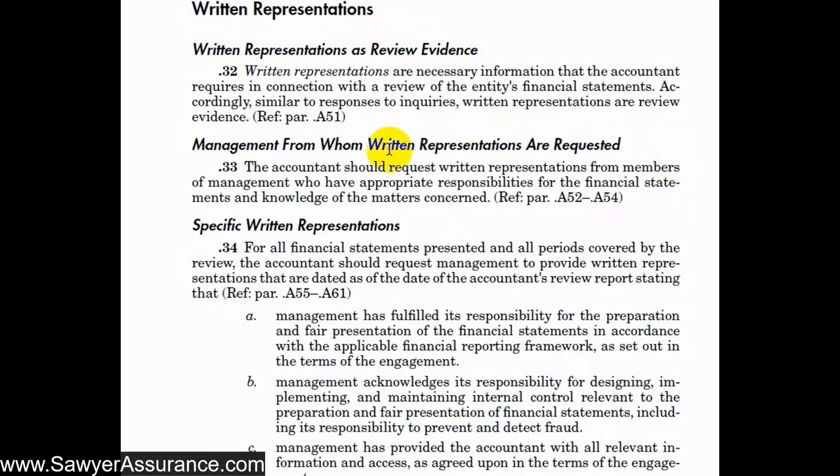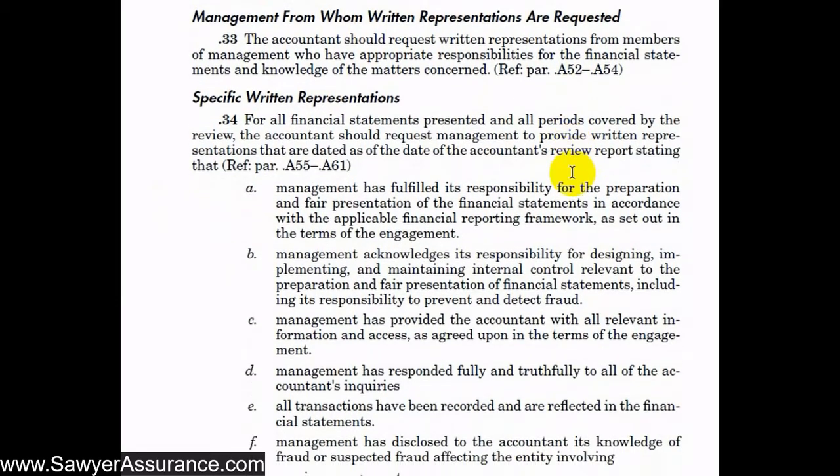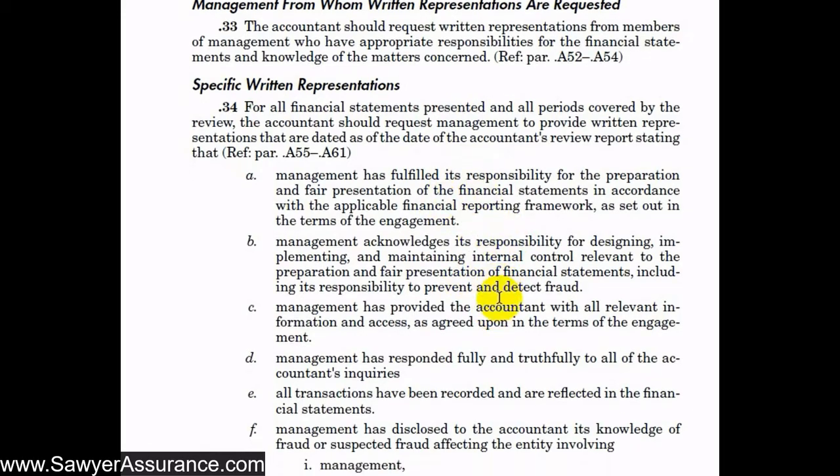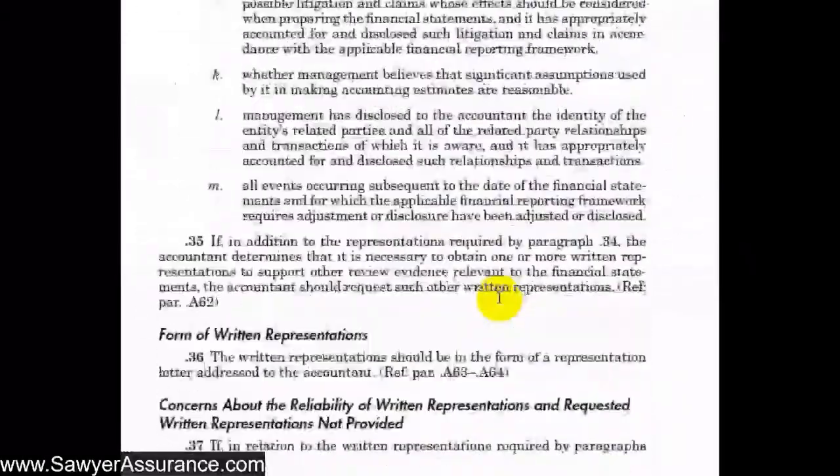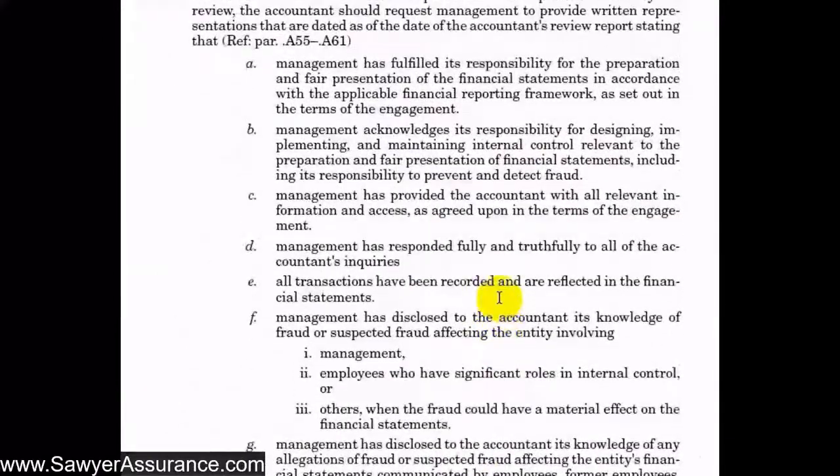And so we see here that we should request these written representations from members of management who have the appropriate responsibilities for these financial statements and knowledge of the matters concerned within them. And we see here that this written representation letter should be dated as of the date of the accountant's review report. And we'll look at the accountant's review report in future videos. And it should also cover all periods that were covered by the review. And within the written representations, they should include all of these individual representations. There's a lot of them here, A through M. And we'll briefly touch on each of these.